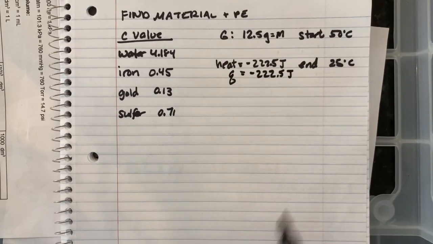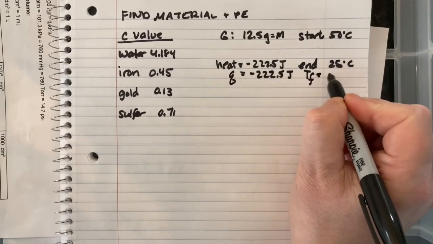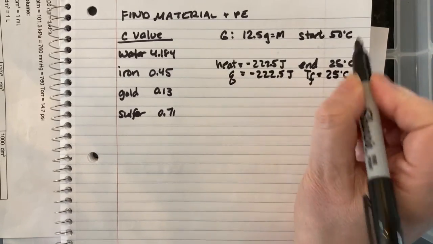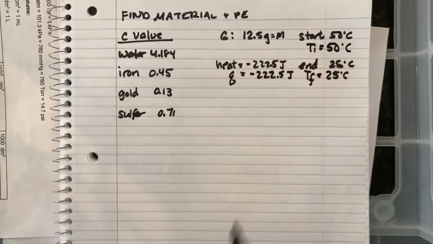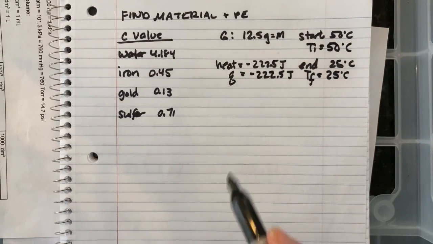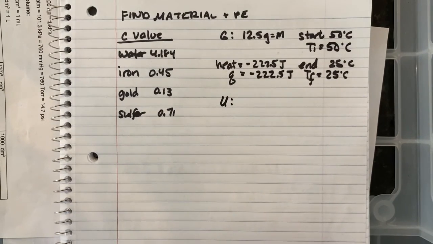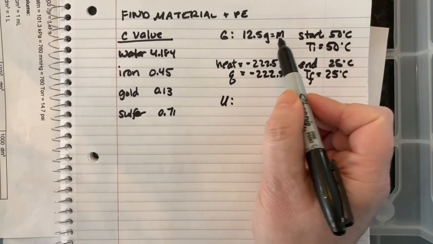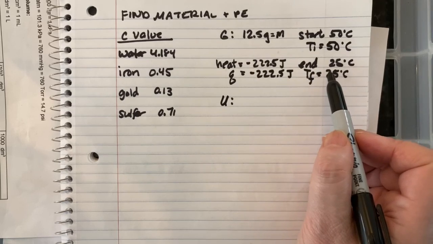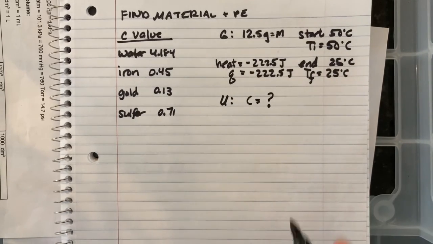Okay, and 25 degrees C, that's our temperature final. That's where we ended at. Temperature initial is our start temperature. Okay, and now when I look at this and I go for my unknown, what am I missing? What's that equation? Q equals MC delta T. I have a Q, I have an M, and I have two temperatures, so I have a delta T, but I don't have my C value.